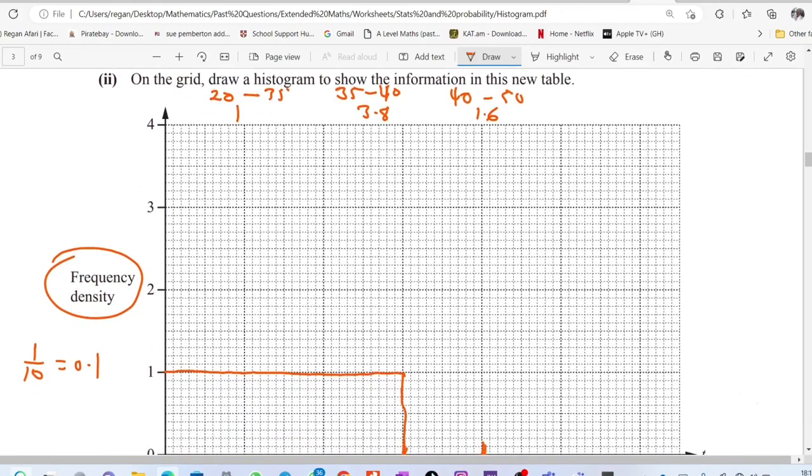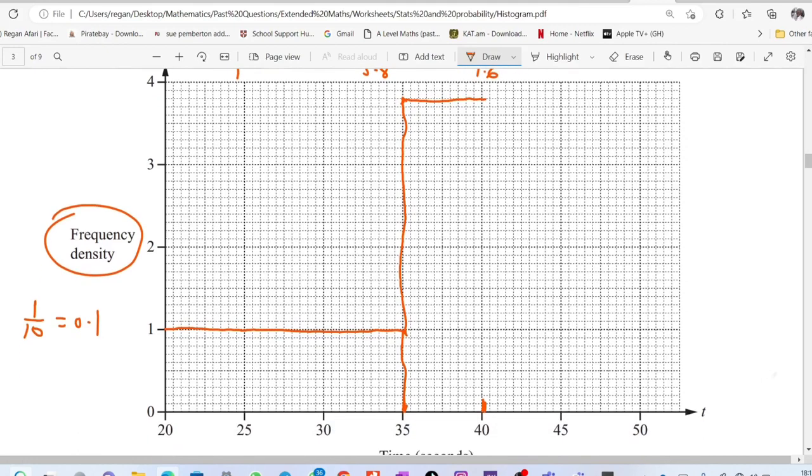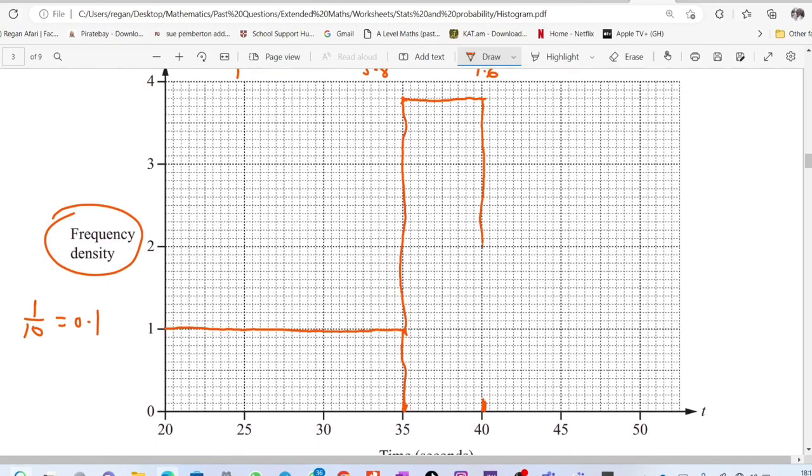So you are going to 3.8. That's just 2 points off the 4 mark. So you should be here. Okay, and then you join nicely right there. Okay, like that with ruler, okay, and pencil.